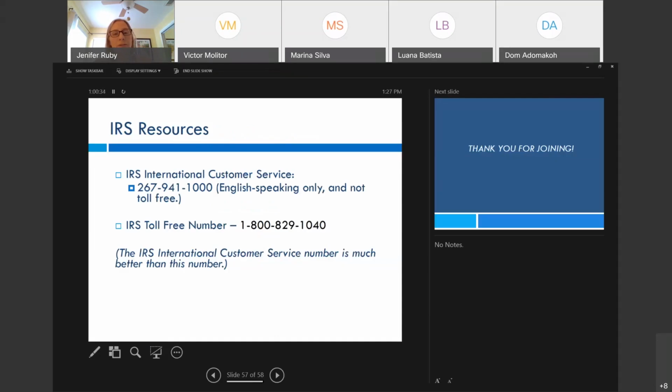There is a customer service phone number that you can contact. If you're in the US, there's a toll-free number. If you're out of the US, you can call directly to the number there at the top.